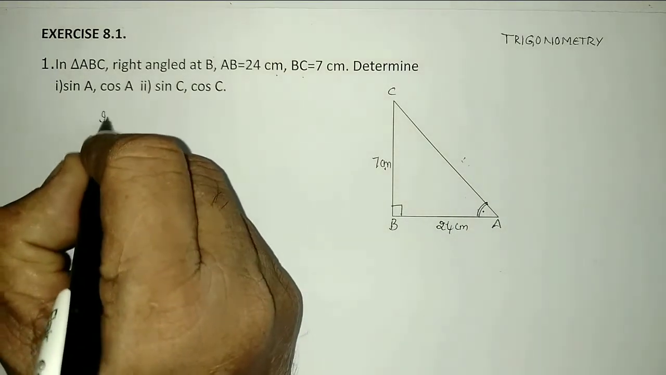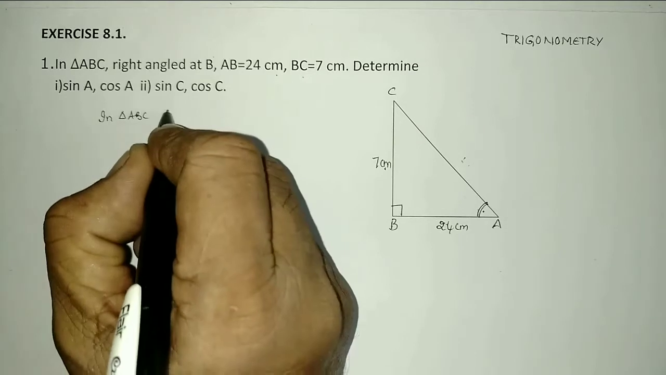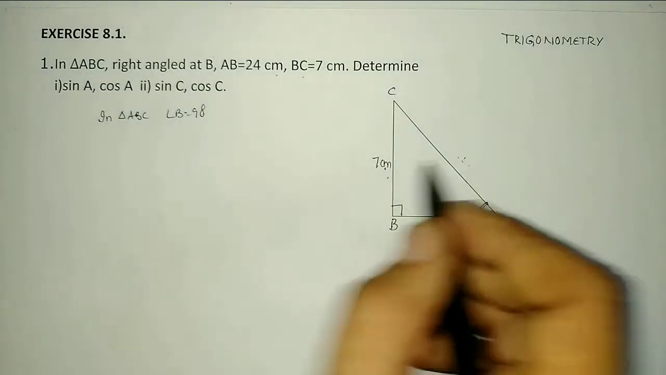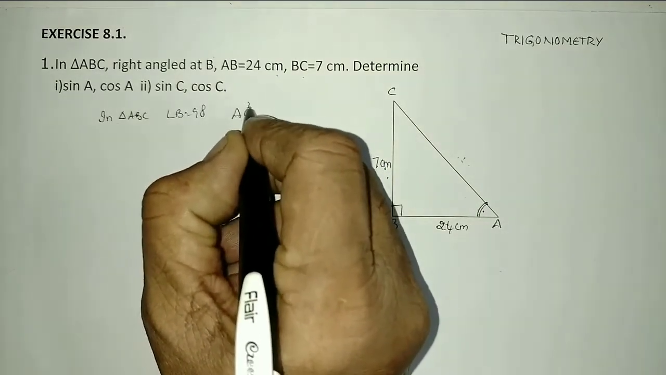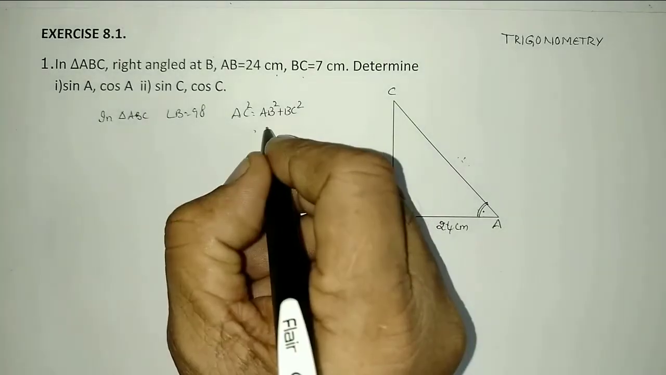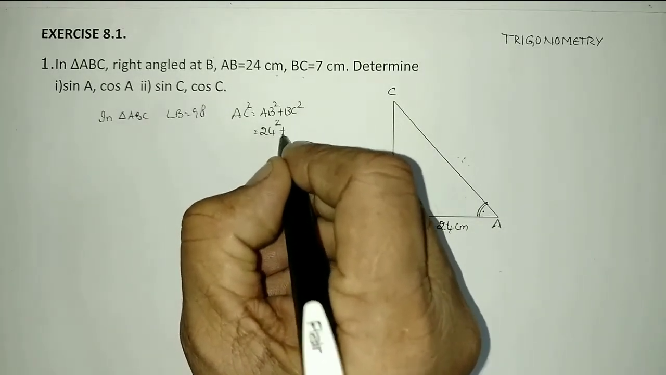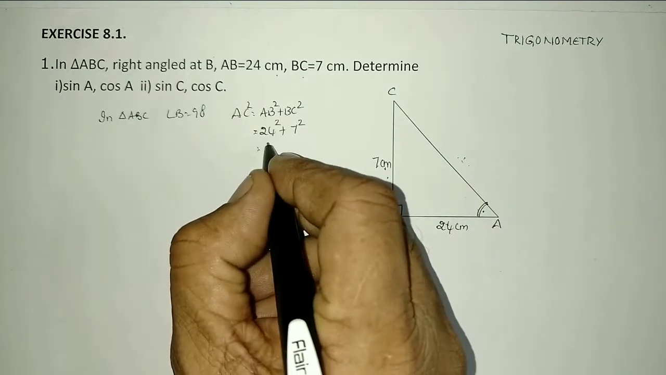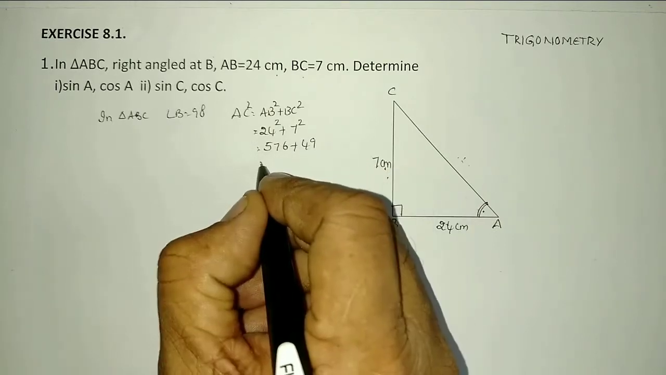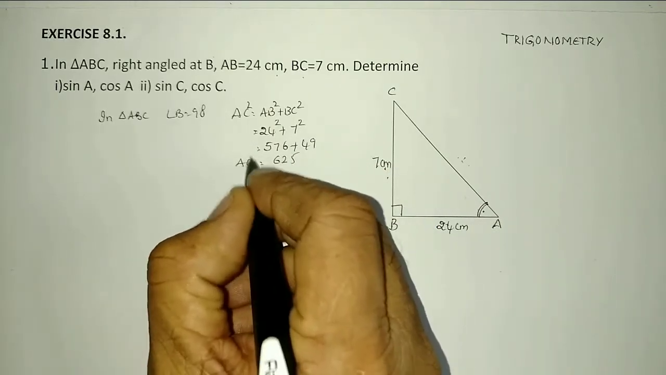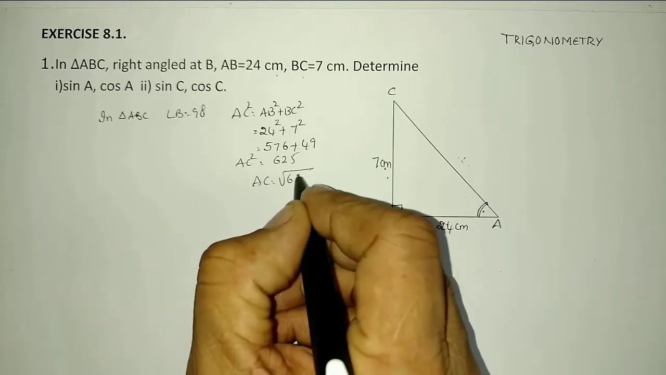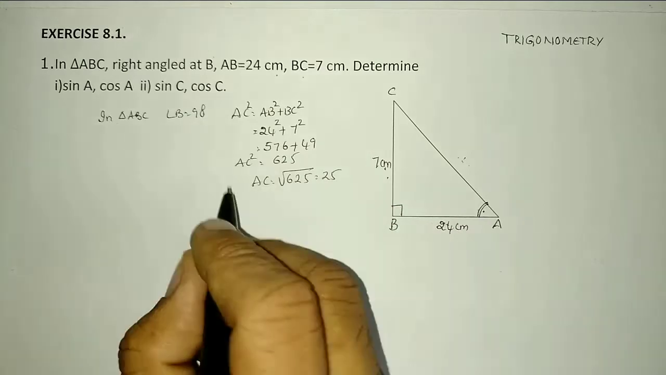So in triangle ABC, angle B equal to 90. When we know AB and BC, to find AC we use Pythagoras theorem. AC square equal to AB square plus BC square. What is AB? 24 square, BC 7 square. 24 square 576, 7 square 49, adding these two we get 625. So AC square equal to 625, AC equal to root 625 equal to 25.